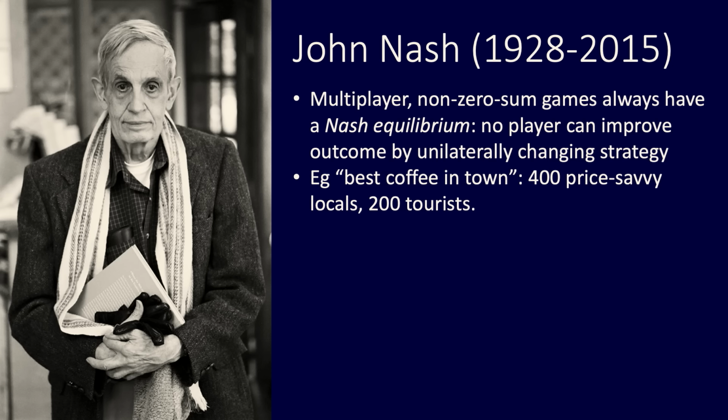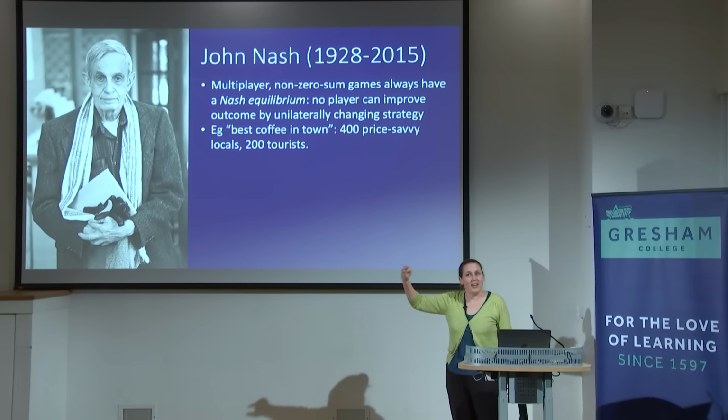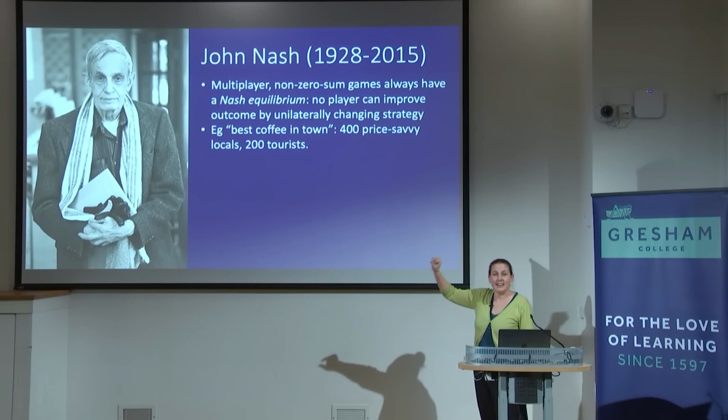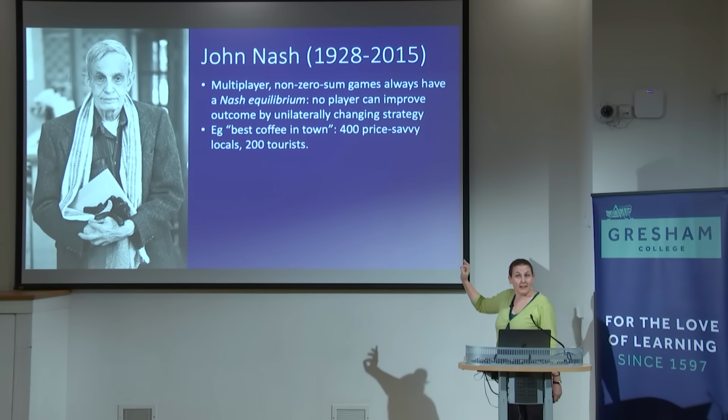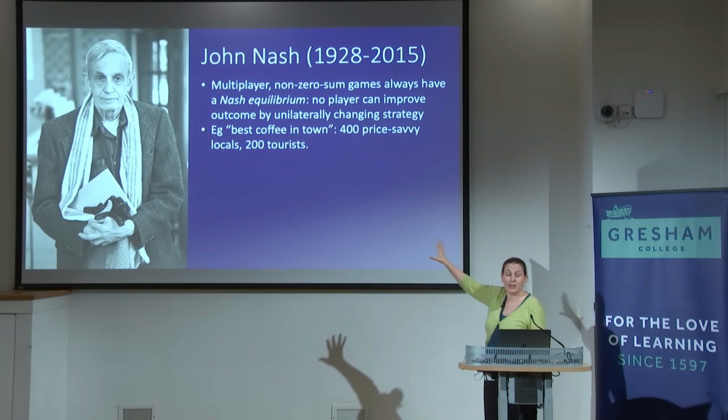But he managed to extend the idea of an equilibrium so that it would hold not just in two-player zero-sum games, but in multiplayer non-zero-sum games. So the prisoner's dilemma is a non-zero-sum game because the sum of the outcomes is not always zero, and it varies according to the strategies. And he showed that there's always something which has come to be known as the Nash equilibrium.